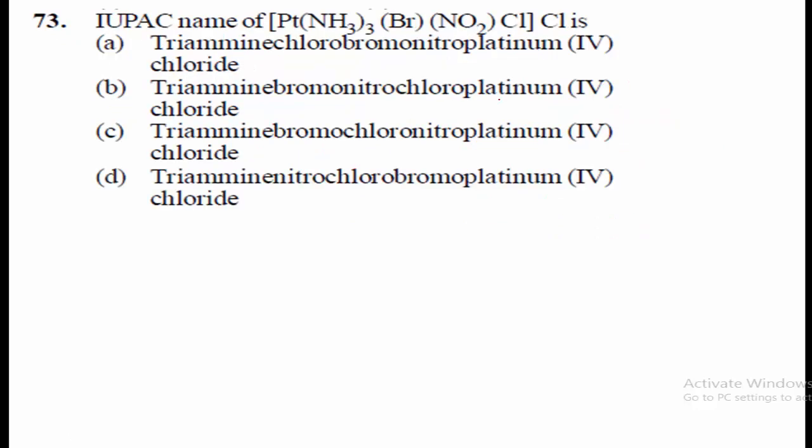73rd, IUPAC name of the given coordination compound is. Just follow the rules, you will get the answer. Triamminebromochloronitroplatinum(IV) chloride. So option C is the right one. As you already studied the IUPAC nomenclature, just follow the rules, you will get the answer.